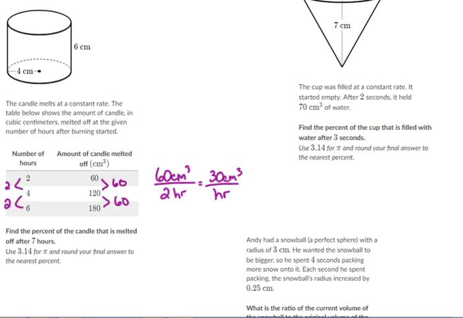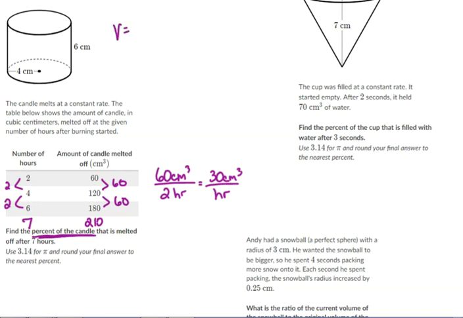So after 7 hours, how much of the candle would be melted off? 210, right? Because after 6, 180 was melted off. So add that 30 for 1 hour. Okay, so we've got 210 that's melted off. But that's not what the question's asking. It says find the percent of the candle that is melted off. So that must mean I need to know how big the candle was to start with, right?